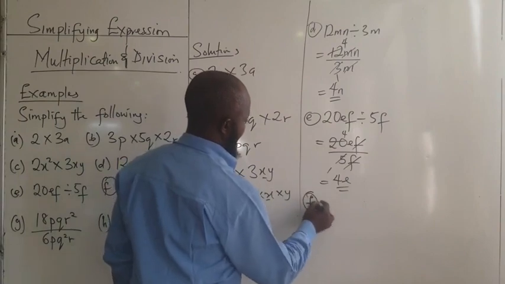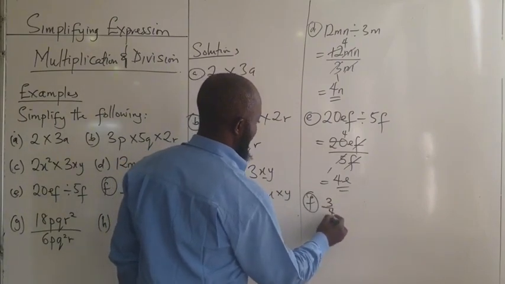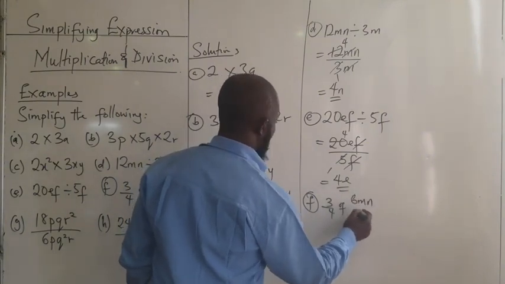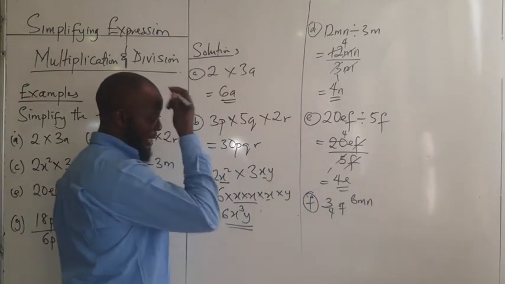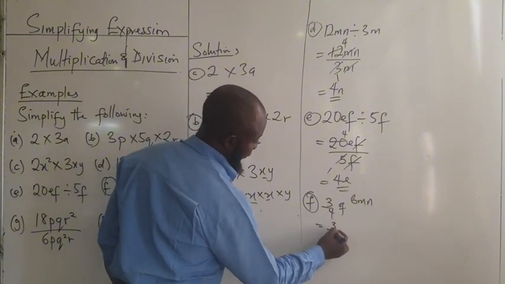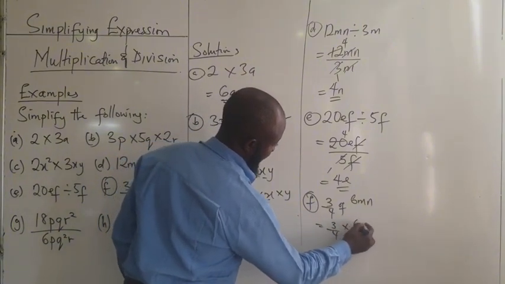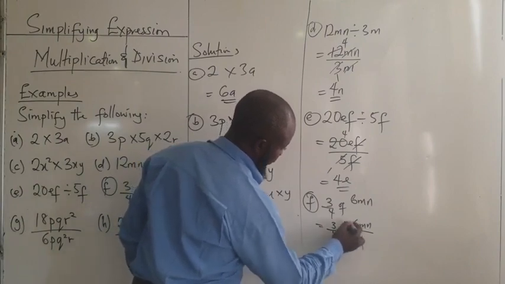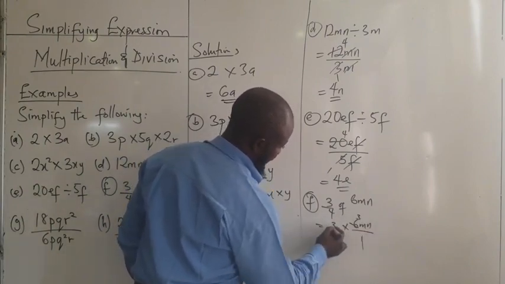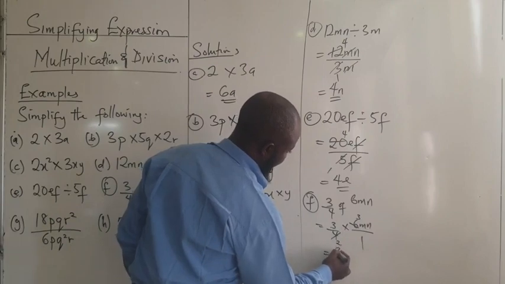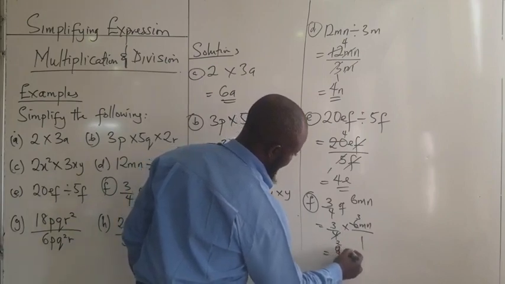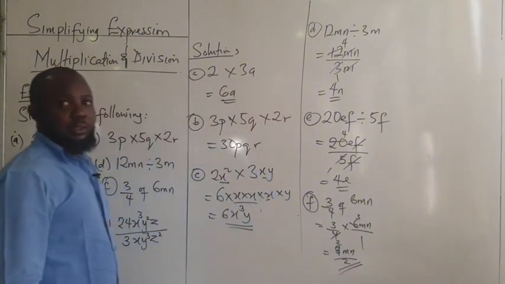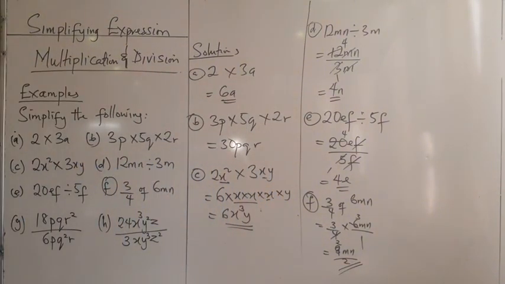Alright, then F. For F, we have 3 over 4 of 6mn. What "of" means here is multiplication. That's 3 over 4 times 6mn over 1. To do here, 4, 2 can go here 2, 2 can go here 3. So this will give us 3 times 3, that will be 9mn all over 2. So we'll leave the answer like this. You can leave the answer like this. I hope that is very clear.